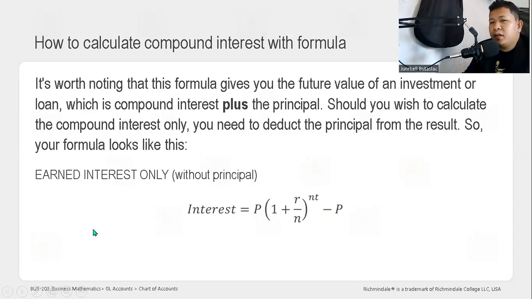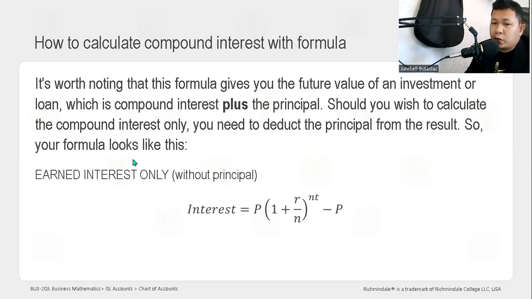All right. Okay, so don't forget when you multiply the exponent, be careful because sometimes we are directly multiplying it, but that's not the rule. If there's an exponent, then you have to multiply that number by itself based on the number of the exponent. Okay, so it's worth noting that this formula gives you the future value of an investment or loan, which is compound interest plus the principal. So should you wish to calculate the interest only, you need to deduct the principal from the result.